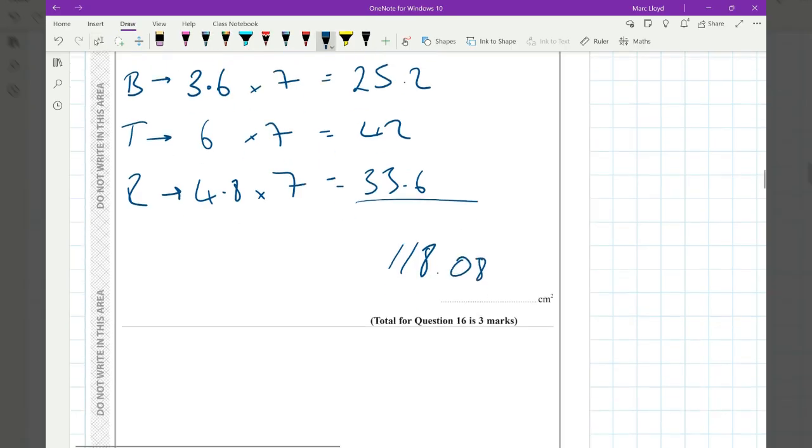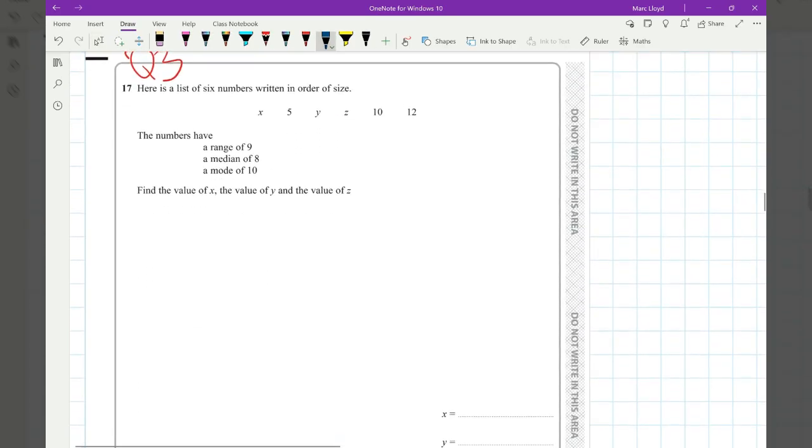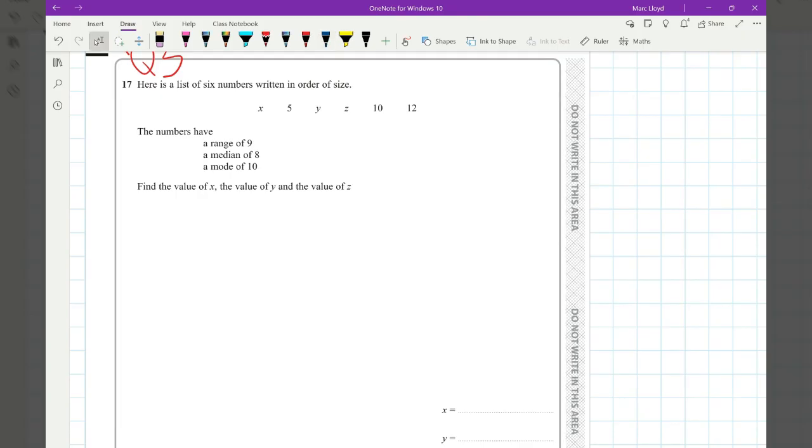0.8. Good points to pick up. Okay, question 17. Quite a few of these tricky little averages questions coming out at the moment.